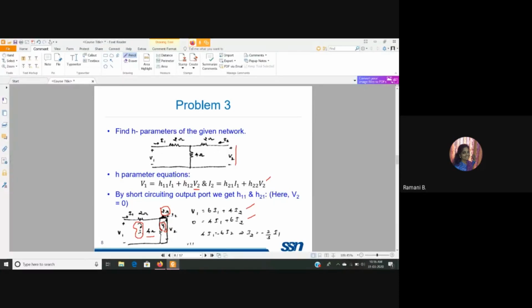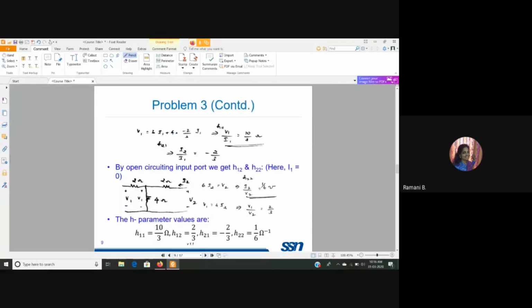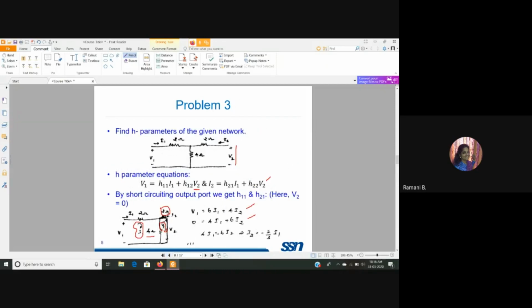So now again from this, we can simplify things and find H11, because we have H11 to be V1 by I1 and H21 to be I2 by I1. So here this ratio I2 by I1 will give you H21 directly. So we have I2 by I1 as minus 2 by 3. And for V1 by I1, we need to make the substitution and find, and we got this as 10 by 3.